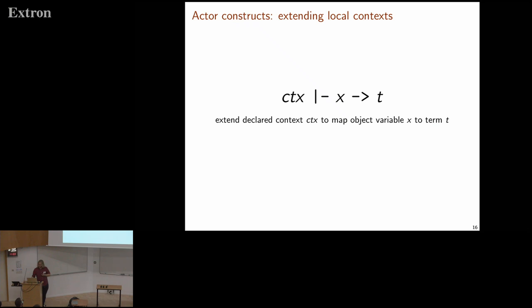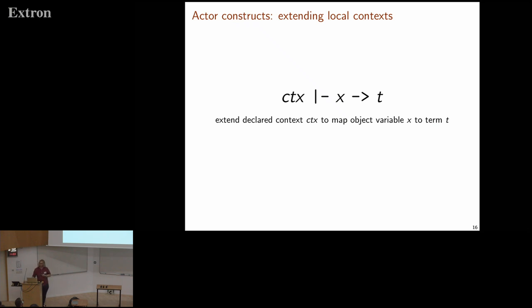And we can extend the context with information relating to object variables. So I declare a context CTX. That's a name for it. And then here, if this is an object variable, then I can say I want to associate this information with it.